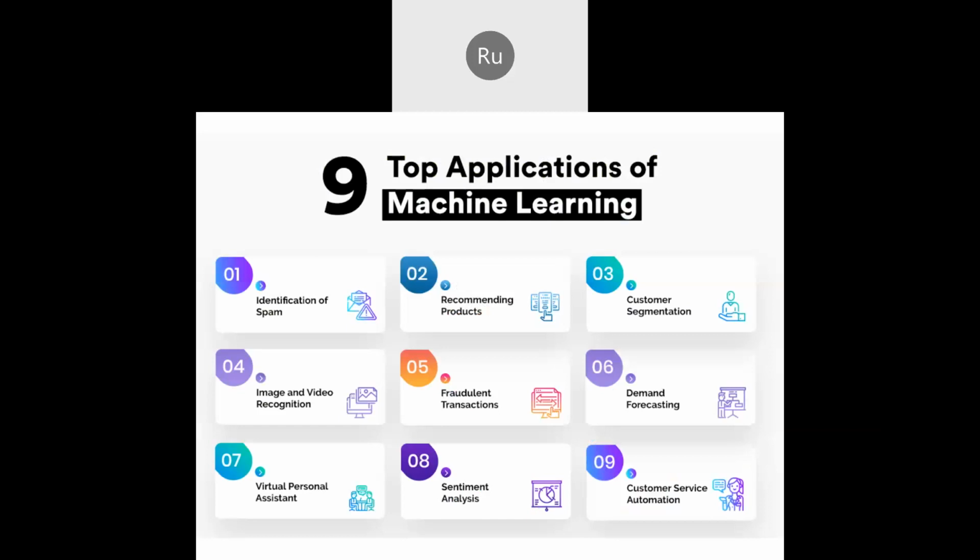So these are the 9 top applications of machine learning: identification of spam, recommending products based on your purchase history and your hobby, and customer segmentation for marketing. Okay, we segment the customers based on their demography or based on the purchase history. We also look at image and video recognition. This is for biometric authentication and behavior analysis.